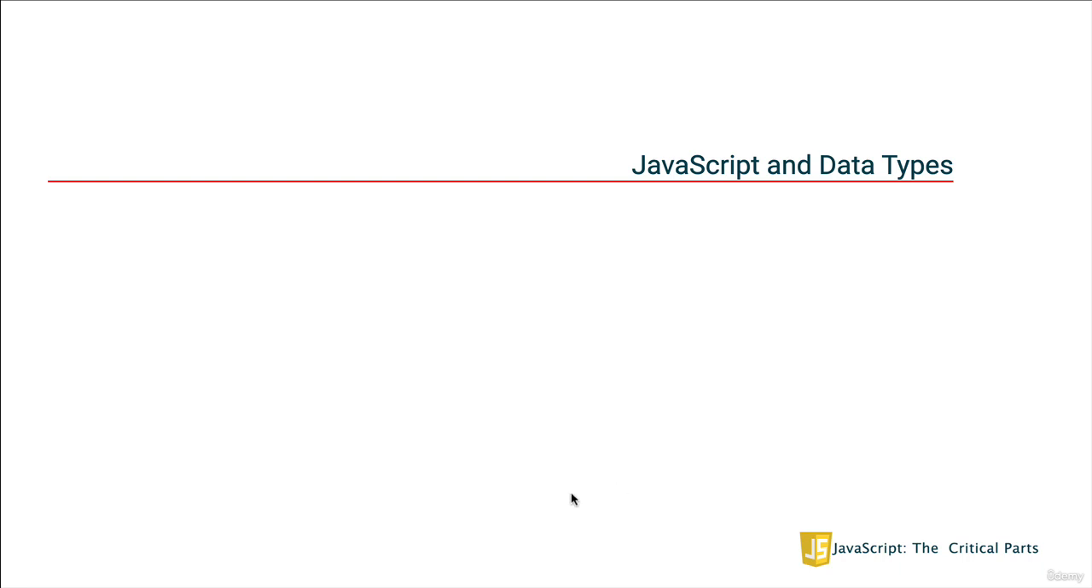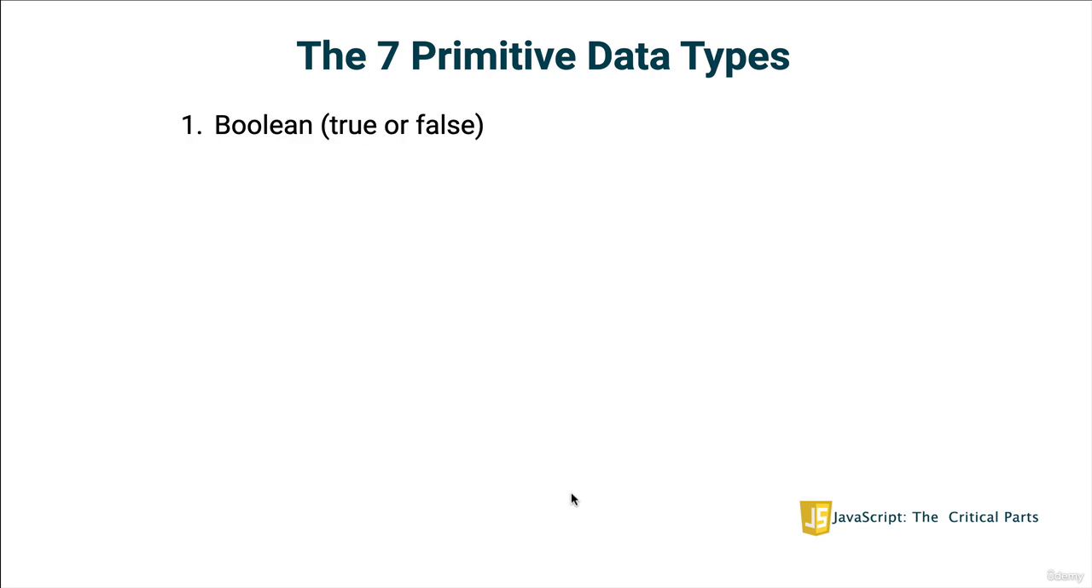So let's look at what those 7 primitive data types are. Boolean. Boolean is simply either true or false. Very simple. A string. A string is represented by anything inside of single quotes or double quotes. Both of those will create a string for us in JavaScript. And unlike some other languages, a string is not a sequence.